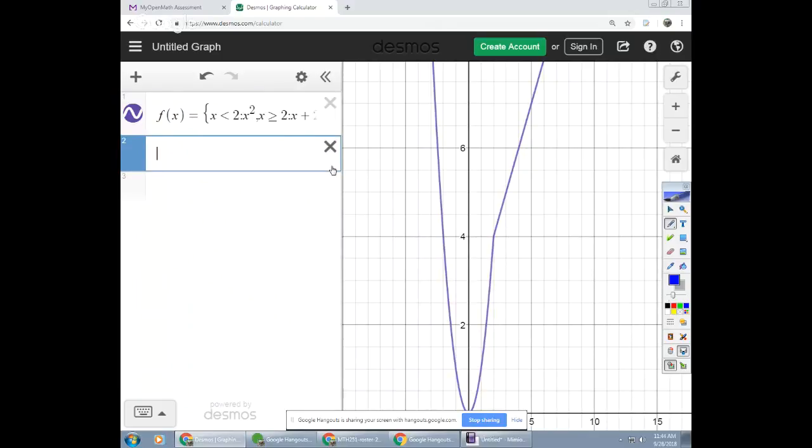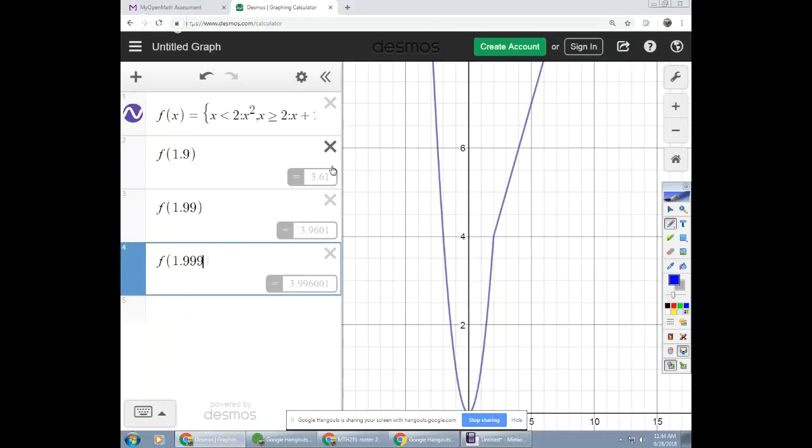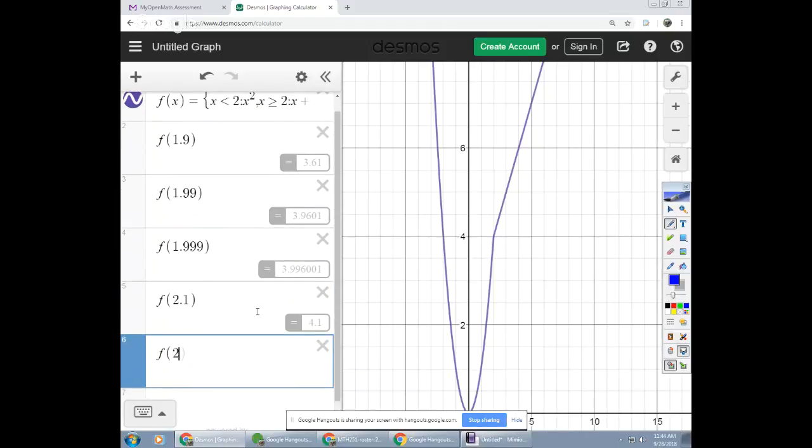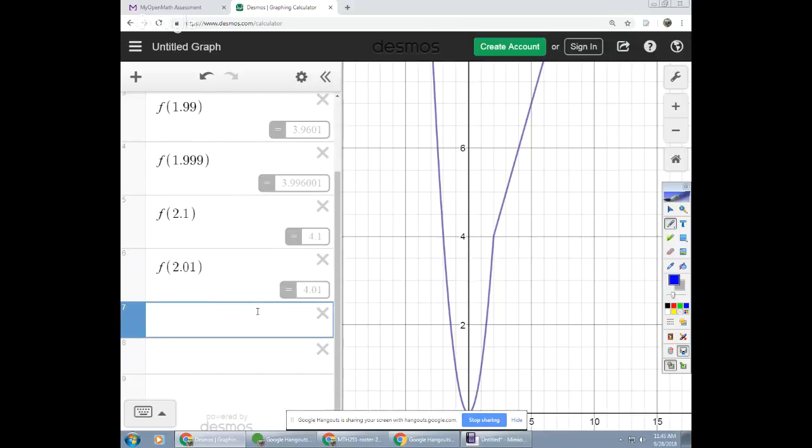And I can check that numerically. What is f of 1.9? 3.61. What is f of 1.99? 3.96, getting closer. What is f of 1.999? 3.996. And then I can look on the other side. What is f of 2.1? 4.1. F of 2.01? 4.01. Now they're approaching in different ways, but they're going to the same spot. F of 2.001. And if they go to the same spot, cool, we got a limit. What if they don't go to the same spot? We don't have a limit.